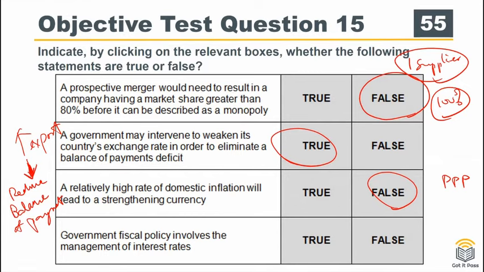Government fiscal policy involves the management of interest rates. Okay, we talk about different questions in financial management environment. We all know that for fiscal policy, it's about the government income and expenditure. It's not relevant to any interest rate, so it is false here. So if you answer them all correct, congratulations, you get 2 marks.